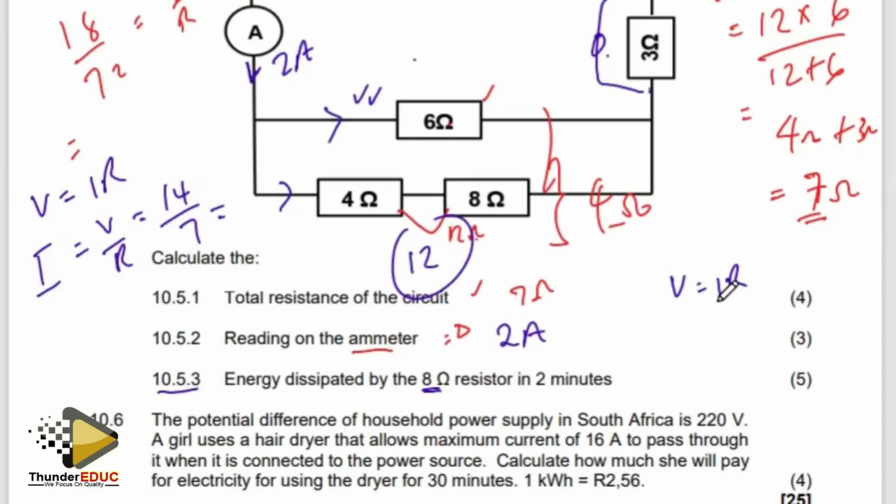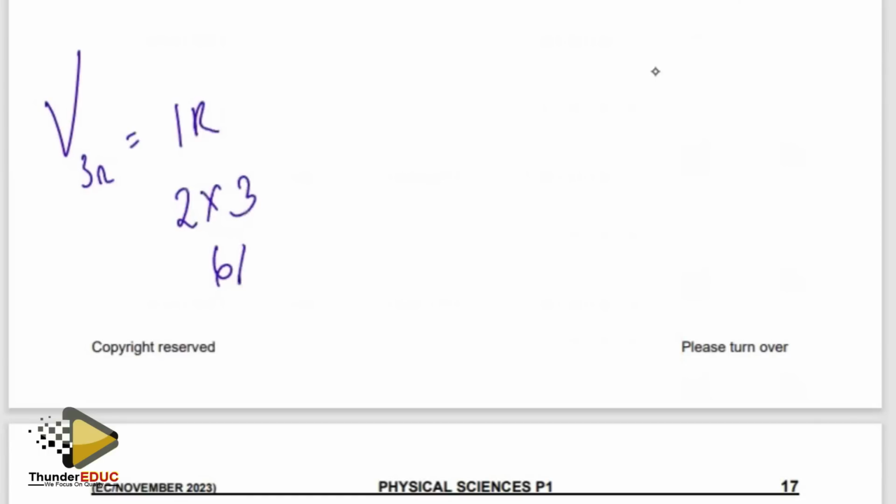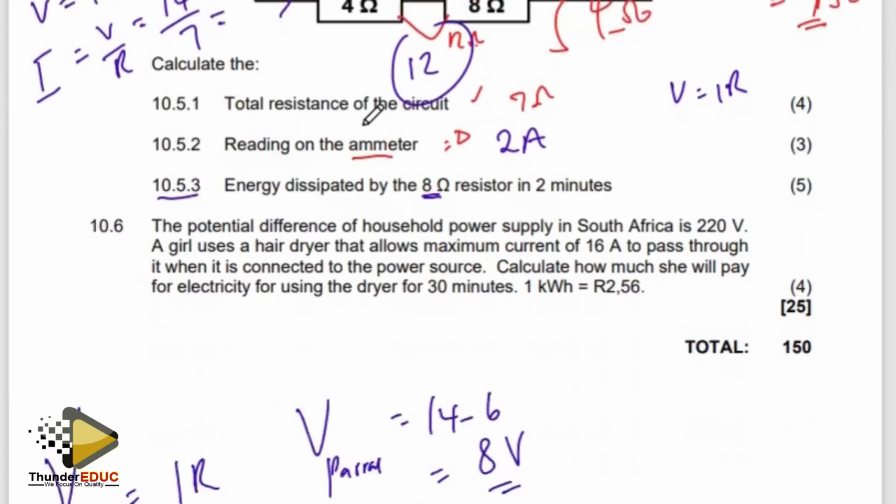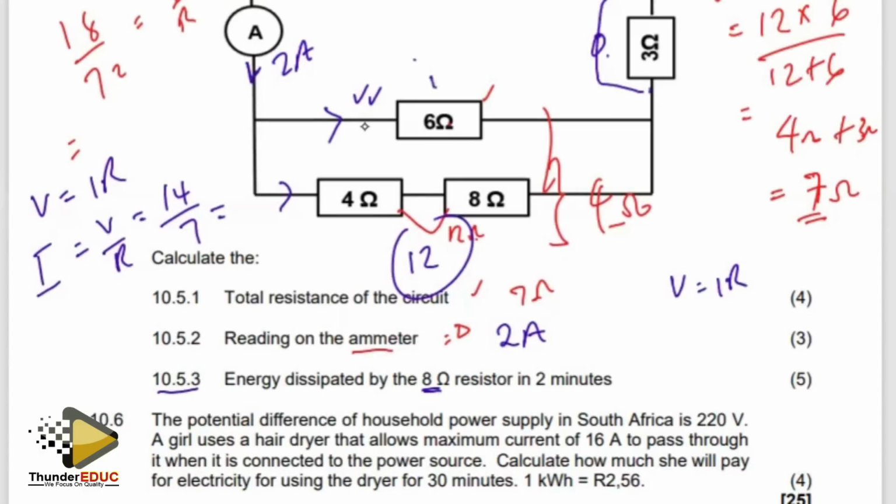Our current is 2 amps that is passing through the 3 ohms. So voltage of the 3 ohm is IR, which is 2 times 3, which is 6 volts. Okay. Now, the voltage that is across the parallel combination is going to be 14 minus 6, which is 8. Okay. Now, if the voltage is 8, for a parallel combination, the voltage is always the same, never changes.